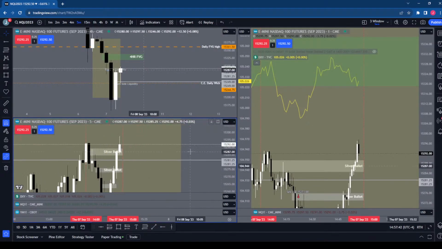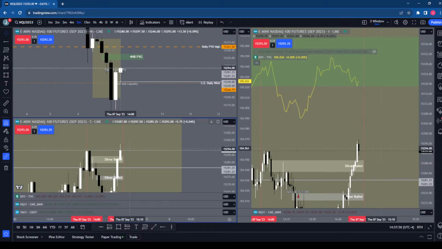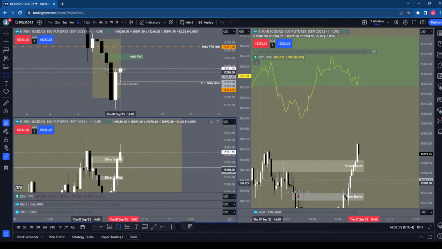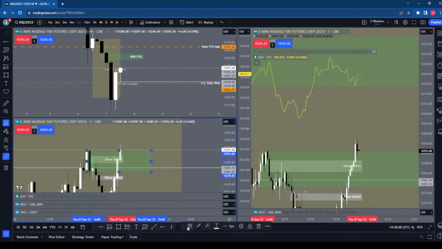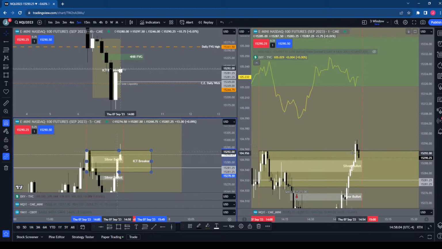I like to see closes. I like to see closes above them just because when you close above it, then you have a new candle that you can see how it's reacting off of it. This could be considered a breaker. Okay, we came up above it.